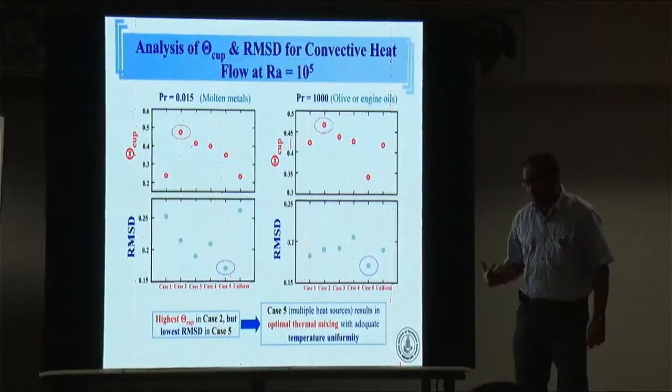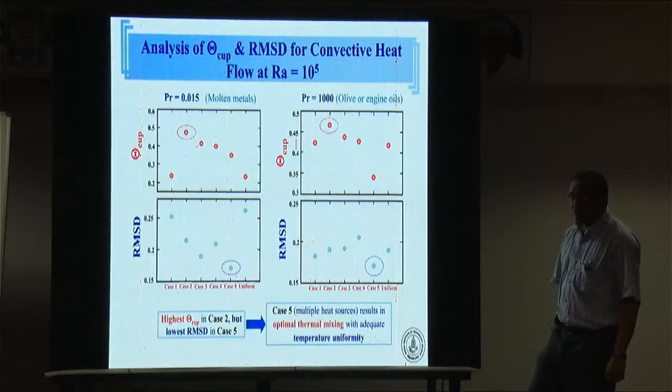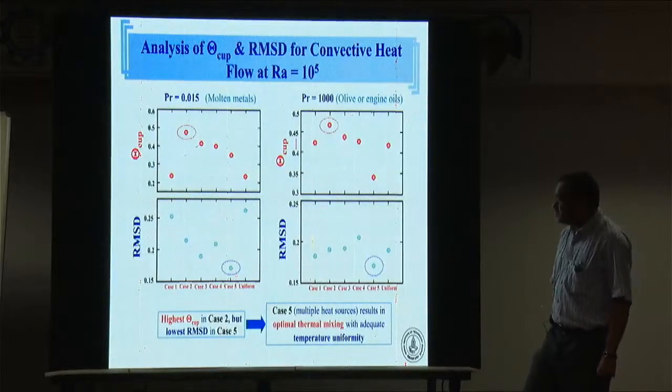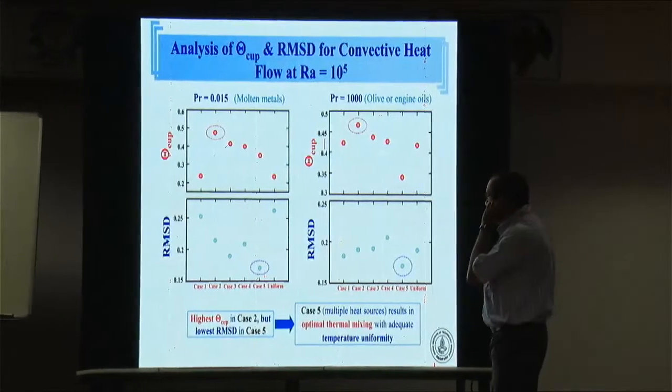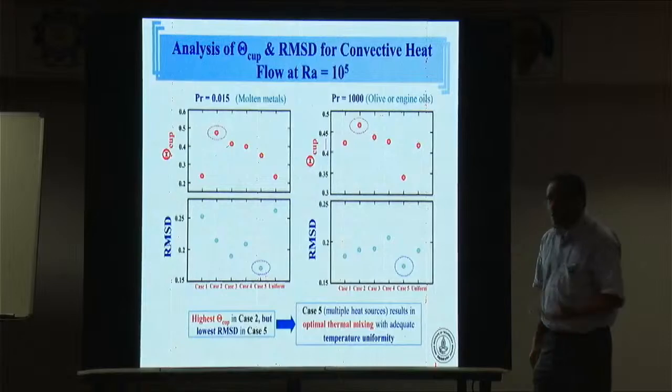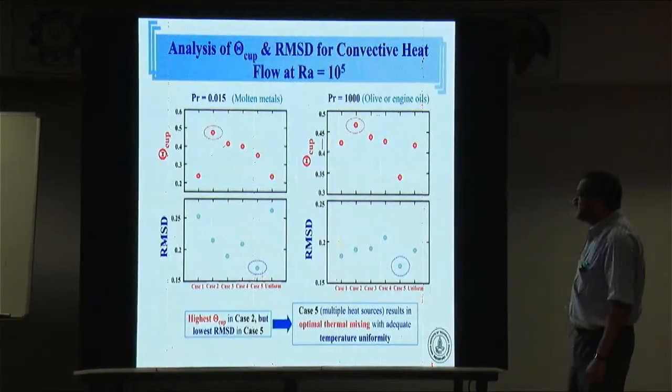So, we need to have an optimization problem here. We need to maximize the cup mixing temperature, minimize the RMSD, and see which mechanism is the top. That may be future research, maybe somebody can take it up with machine learning and artificial intelligence, all of which can be combined together to get the best results. Next slide please.